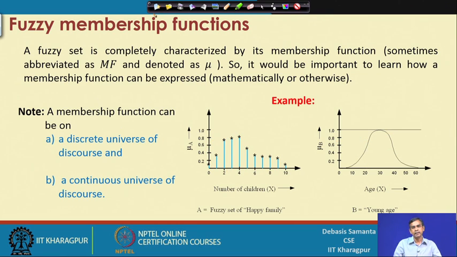We have already discussed in the previous lectures that the membership function can be on a discrete universe of discourse or a continuous universe of discourse. The membership value can again be discrete values or continuous values. Whatever the values are, we have to express them, maybe mathematically or using some graphical representation. So, these are two examples where we can give the two fuzzy sets in the form of a graph.